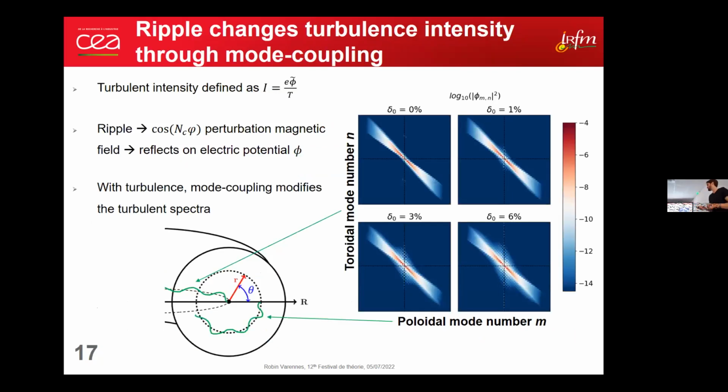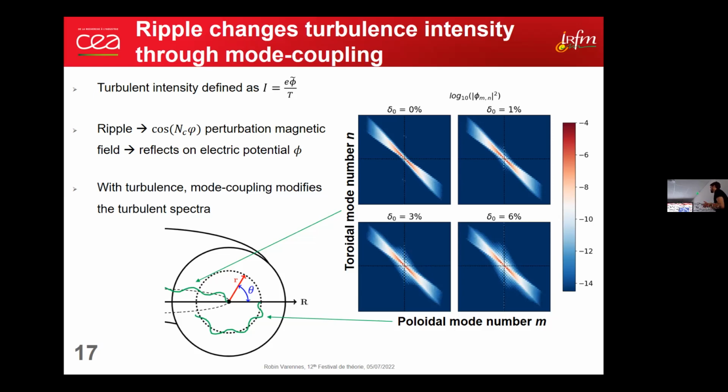So first let's define what the turbulent intensity is. There are many definitions among the fusion community, I think, but we will use this one, which basically goes as the perturbation of the electric potential. And here you have the particle charge, and it's divided by the temperature. But basically, the main player here for our simulation is the fluctuation of the potential.